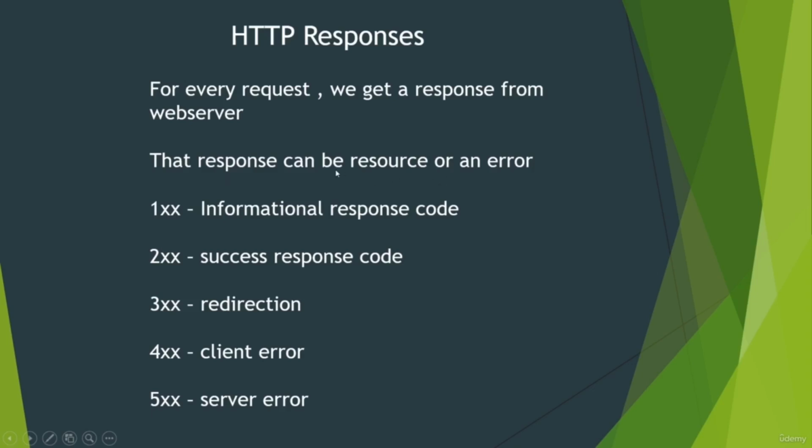If there is a correct resource, it will send the resource. If there is no resource found on the web server, it will send an error, and those error codes are defined like this. If you get 100, 120 or 130, starting with 1, you get the information response code. If it starts with 2, you get the success response code, like 200, 220, 230. It means that your resource is there on the web server. And if you get 300, 350 and so on, which starts with 3, it means a redirection code.